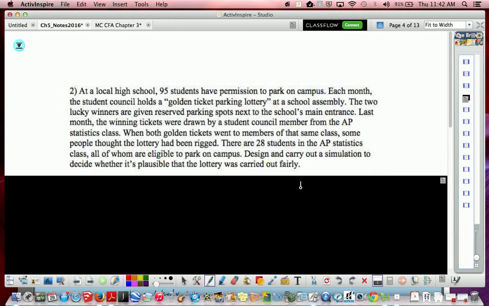Yeah. So anyway, getting back to this. It says each month the student council holds a golden ticket parking lottery at a school assembly. The 2 lucky winners are given reserved parking spots next to the school's main entrance. It's kind of a good idea.